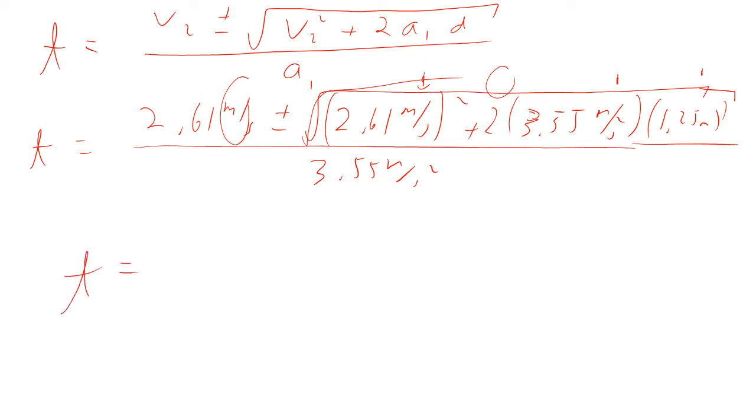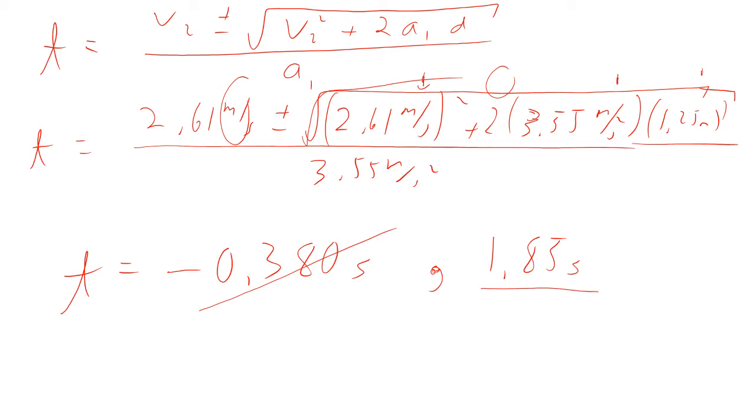So when we do this, we get negative 0.380 seconds, or a positive 1.85 seconds. Well, we know that negative time doesn't make sense. In a sense, you can think of the negative time as meaning how long before you started looking at the problem the rat passed the cat. But in this case, we want the 1.85 seconds.